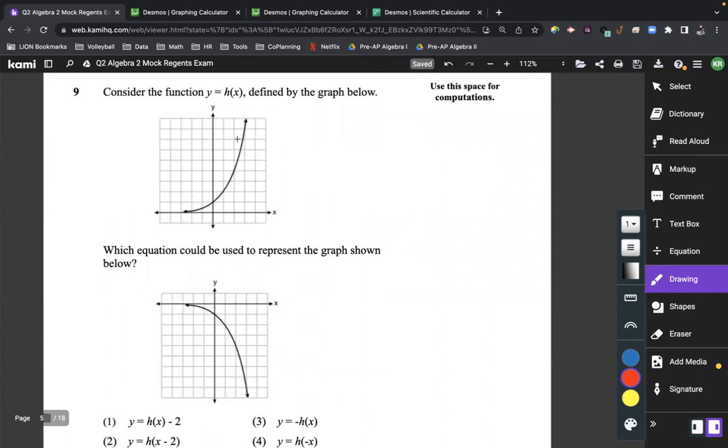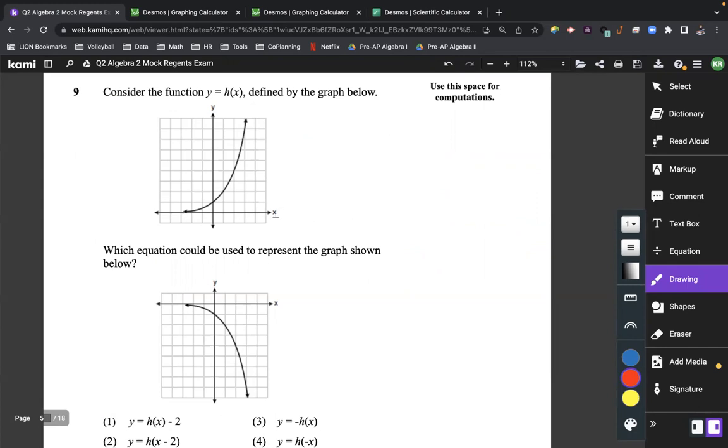Consider the function h of x. Which equation could be used to represent the graph below? When we did this topic in class, you guys killed it. For some reason on the test, you're drawing blanks. Only 44% of you answered this correctly, which is quite alarming.